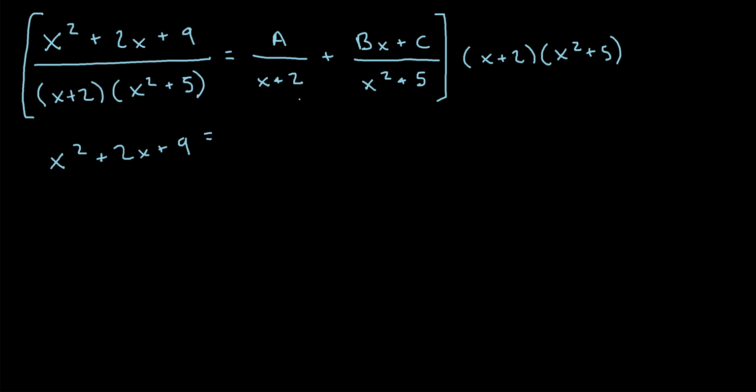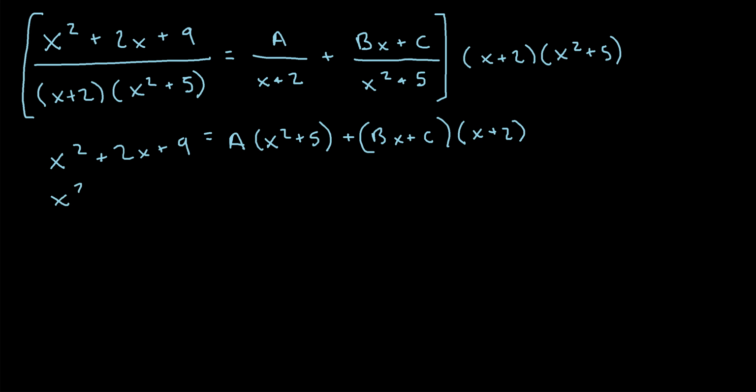Now, when we multiply this fraction by the common denominator, the x plus 2's will cancel out, and we'll just be left with a times x squared plus 5. And then when we multiply this fraction by the common denominator, notice that the x squared plus 5's will cancel out, and we'll be left with bx plus c times x plus 2. Okay, so now we just need to FOIL this right-hand side.